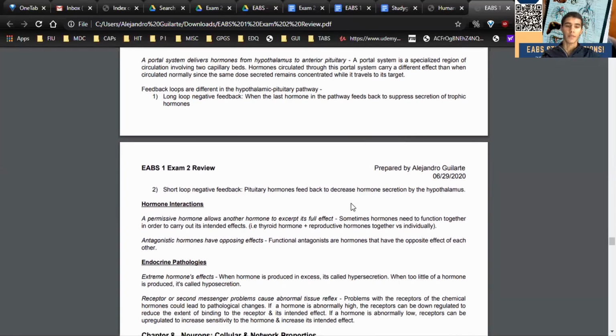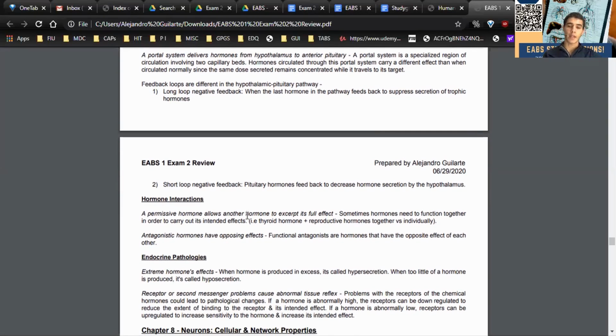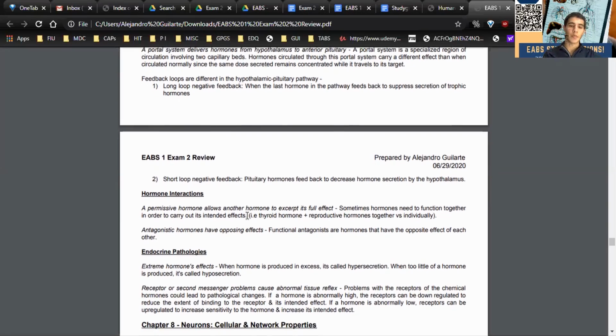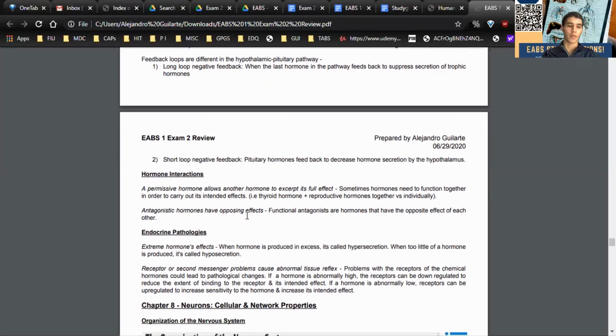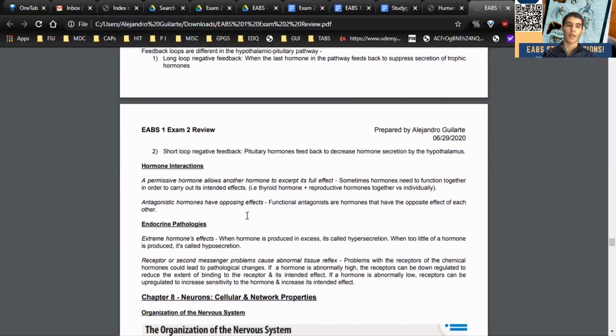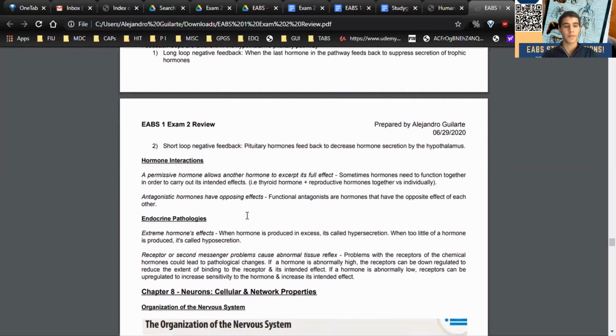So hormone interactions, when you have hormones, usually their effect combined is much bigger than when you add them separately. So we call this synergy. Because of the synergy between hormones, we would have the best effect possible. If one is lacking, then you would have a decreased effect. One example would be if you have thyroid hormone and reproductive hormones together versus individually. If you have them individually, they might delay reproductive progress or reproductive growth. But together would allow an organism to have normal reproductive growth and development.